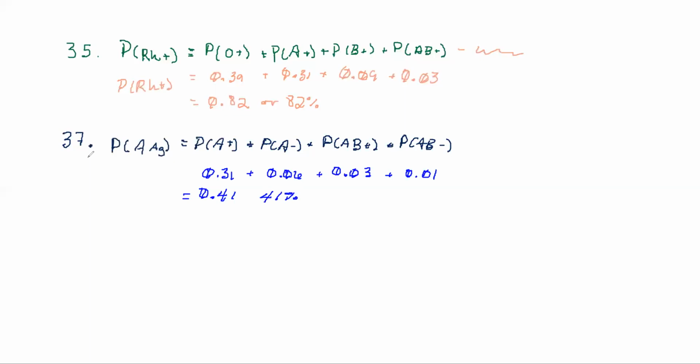And finally, we're going to do 39, which is: what is the probability that a randomly selected person has a blood type that is O or Rh positive? So what is the probability somebody has type O? Well, there's type O negative and type O positive. So this is the probability for type O.